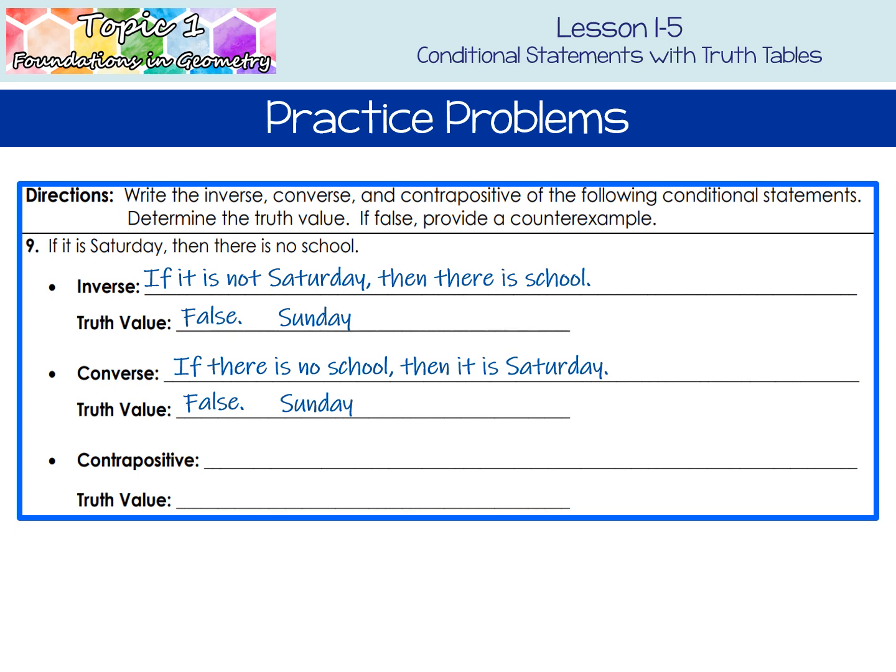Contrapositive, you switch and negate. If there is school, then it's not Saturday, and that would be true.